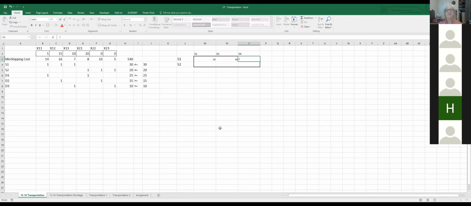This is the shipping cost. And here I'll put 8, 10, and 5. Unit shipping costs. Just for your information, I am adding here the total supply of S1, which is 30. So I write it here. And then I write here 20. That's the supply, and I write the word supply here. And demand. So I'll have 25, 15, 10.